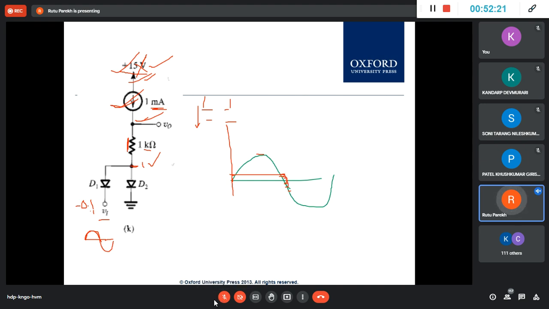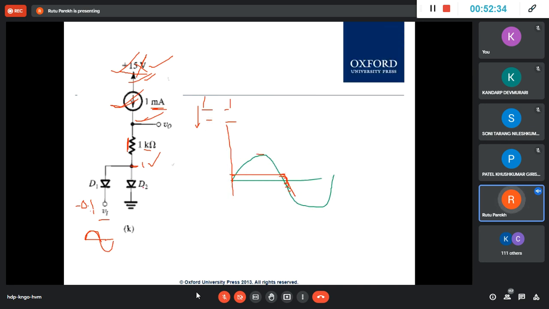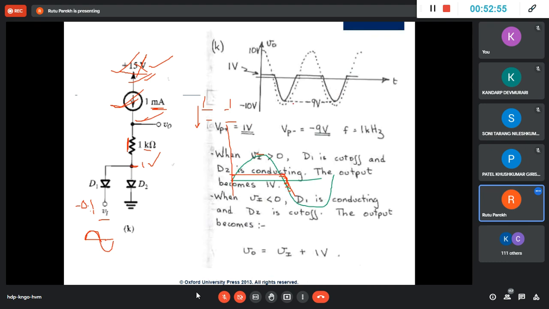This will start then coming down. Are you getting me? So let me show you here. So when you talk of peak, જ્યારે minus 10 volt હશે ત્યારે શું થશે? Minus 10 plus 1 એટલે peak if you talk it will be minus 9, એટલે એ follow કરશે. Okay, so peak will be minus 9 if you talk that way.